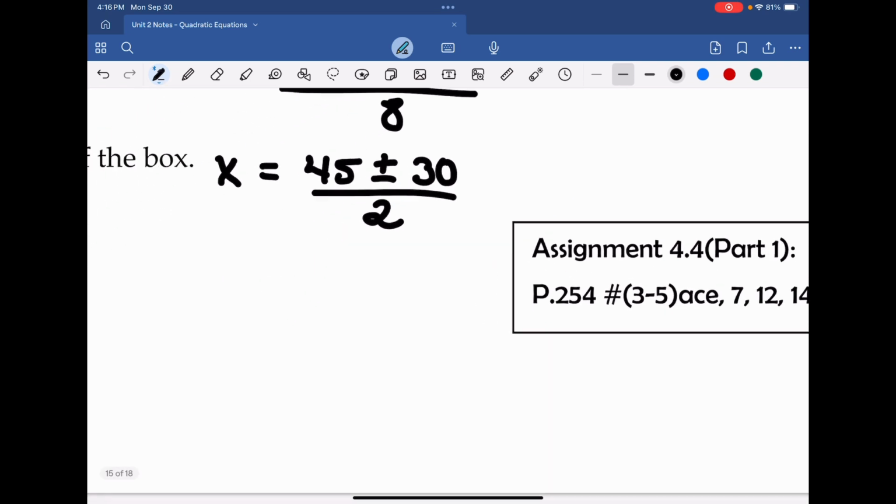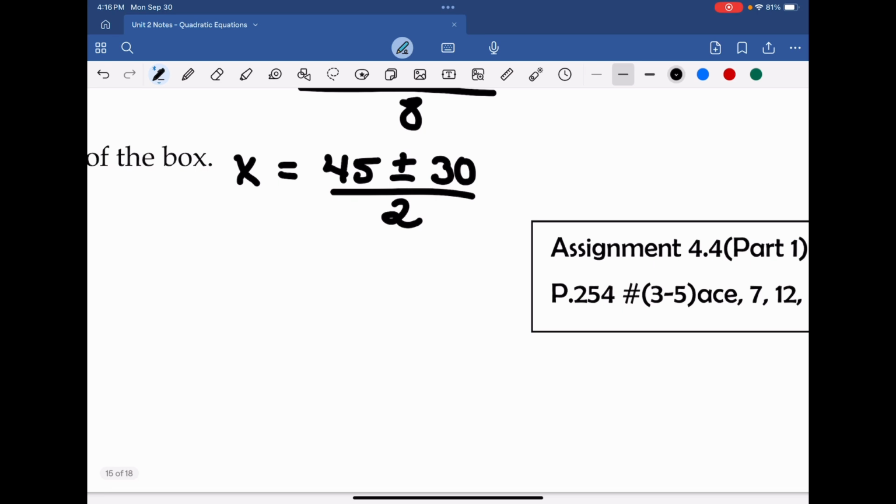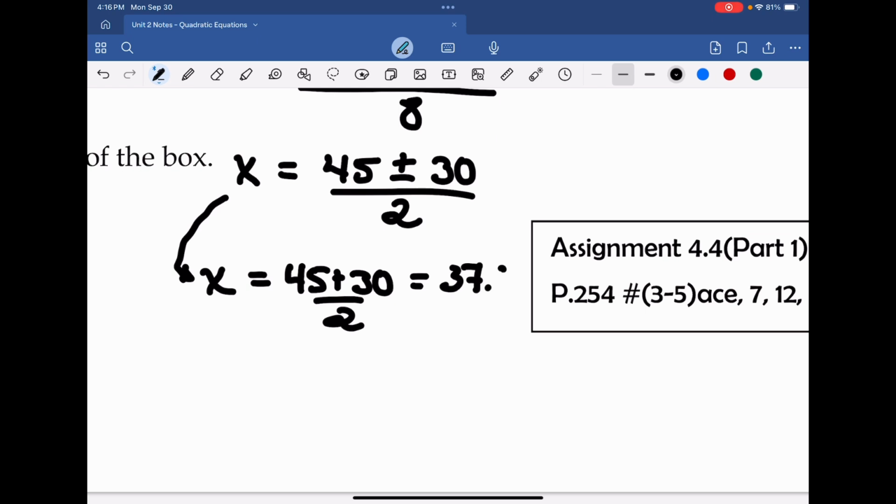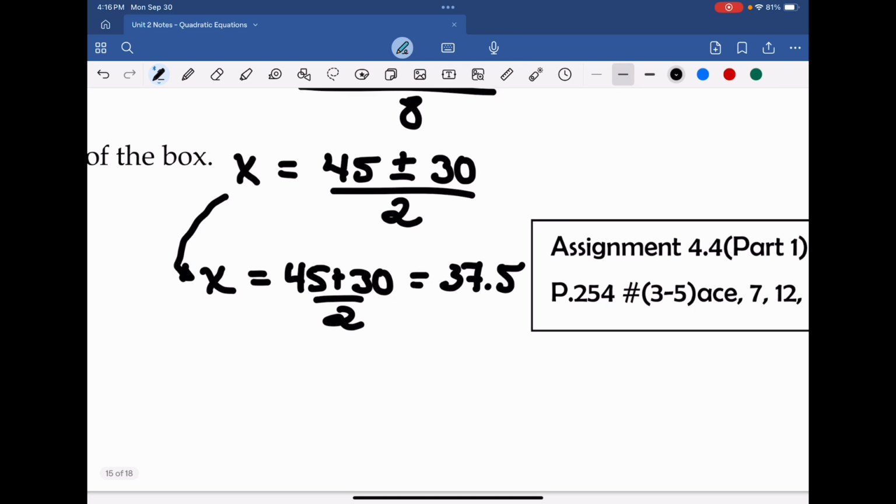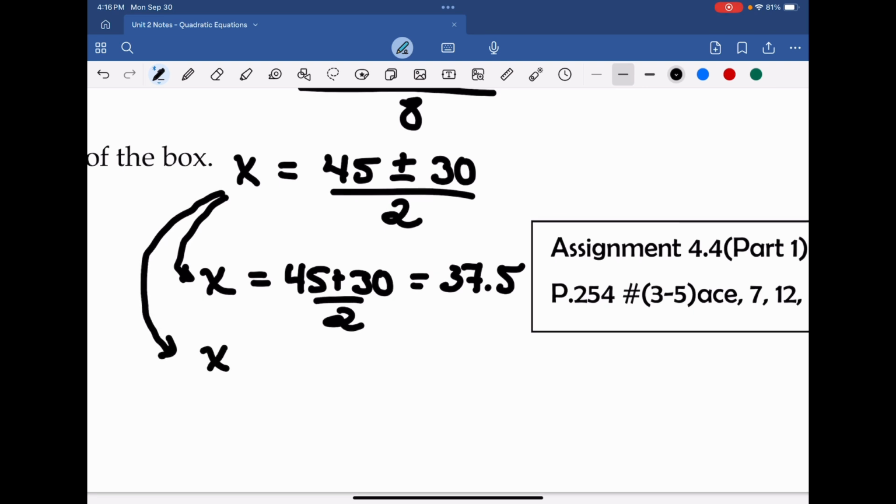So what I'm going to do is, let's do it below here. For the first case scenario, x is equal to 45 plus 30, and we'll make sure we write this out, 45 plus 30 all over 2. I'm going to give it as a decimal: 45 plus 30 divided by 2 is 37.5. And then my other x value, which I'm going to branch down here, x is equal to 45 minus 30, because it's the plus minus of that radical from above. When we take this, it's 15 divided by 2. 15 divided by 2 is 7.5.